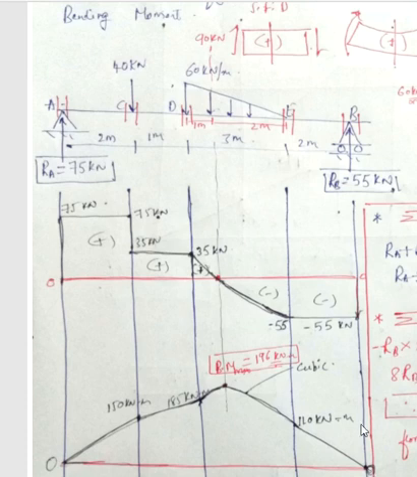Remember one thing, whenever you are plotting the curve, always write the value, minus if it is negative and plus if it is positive. And also write the unit. For force it is kilonewton, because here we have all the units in kilonewton, and for bending moment it is force into perpendicular distance, which will give me kilonewton meter.